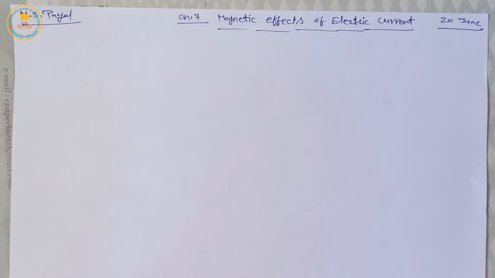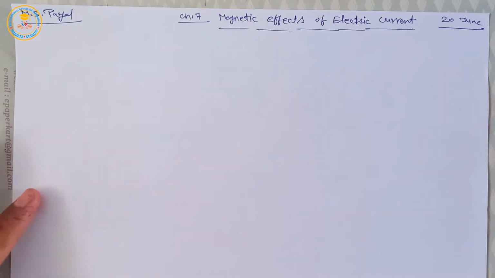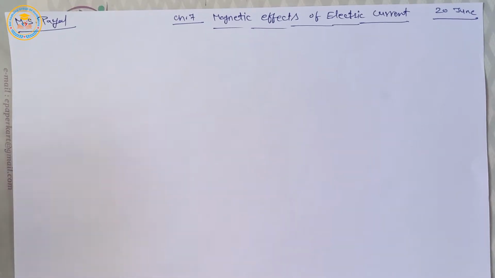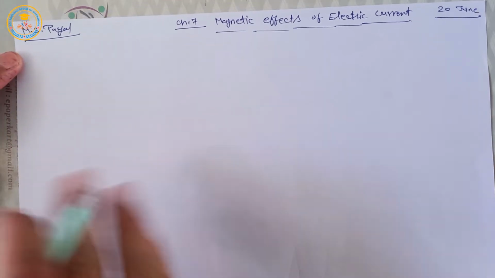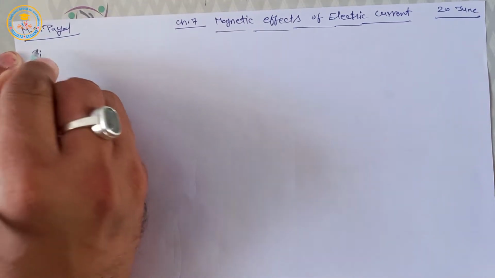Our chapter number 7 is going on, which is magnetic effects of an electric current. Yesterday we studied Oersted's experiment and the definition of a magnetic field and magnetic force, and some introduction of magnetic effects of electric current. Today we will discuss a very important topic. This is the Biot-Savart law.